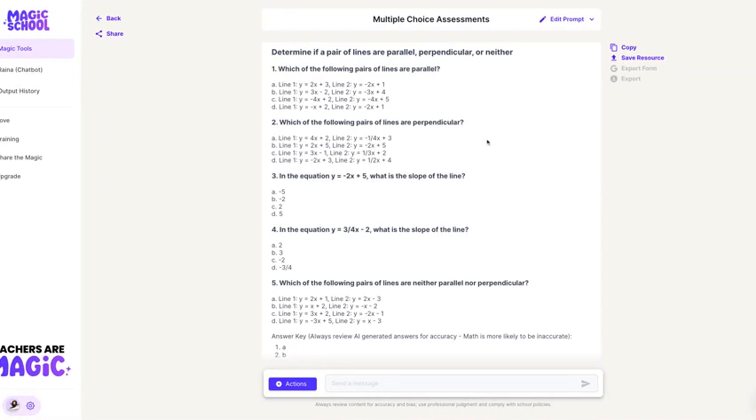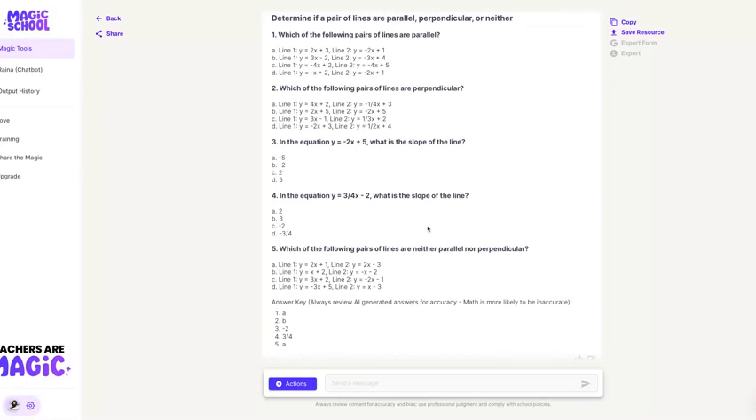Just like with the previous example, once the software generates the questions, you always want to go through and do a quality check, especially for math. I can see I have a question about parallel, a question about perpendicular. I'm seeing equations in slope-intercept form, and some questions where I'm being asked what the slope of the line is.